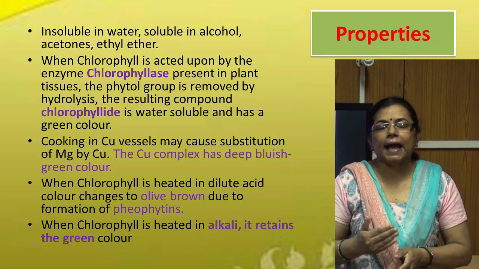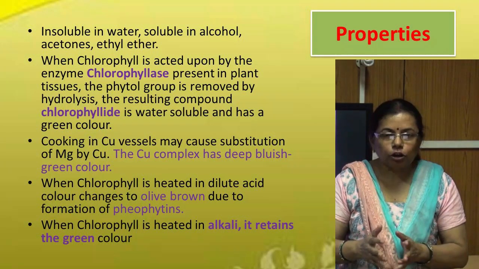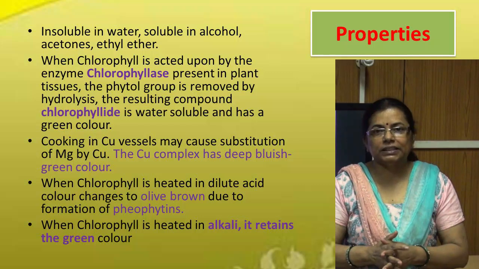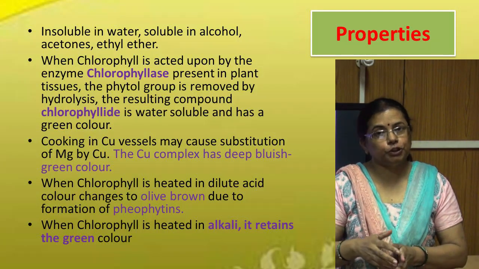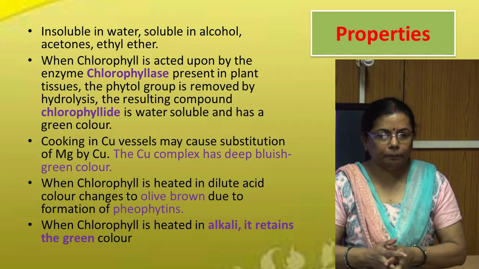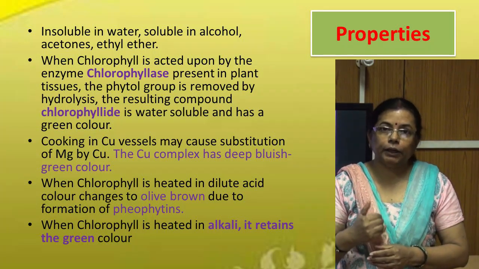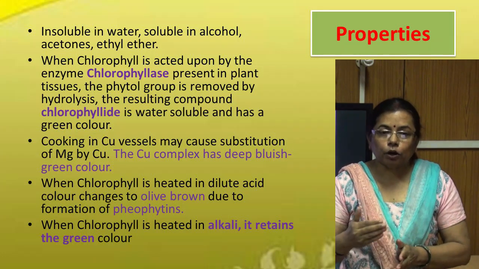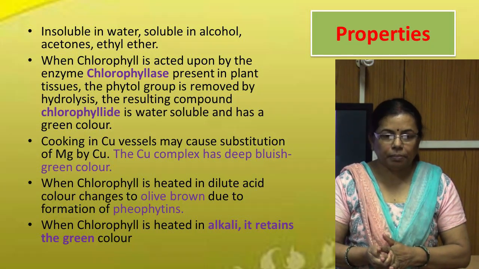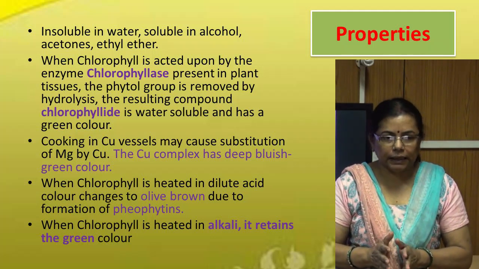When chlorophyll is acted upon by the enzyme chlorophyllase, the phytol group is removed by hydrolysis and the resulting compound is chlorophyllide, which is water soluble and green in color. When green vegetables containing chlorophyll are cooked in copper vessel, it may cause substitution of magnesium by copper. The copper complex has deep bluish green color.